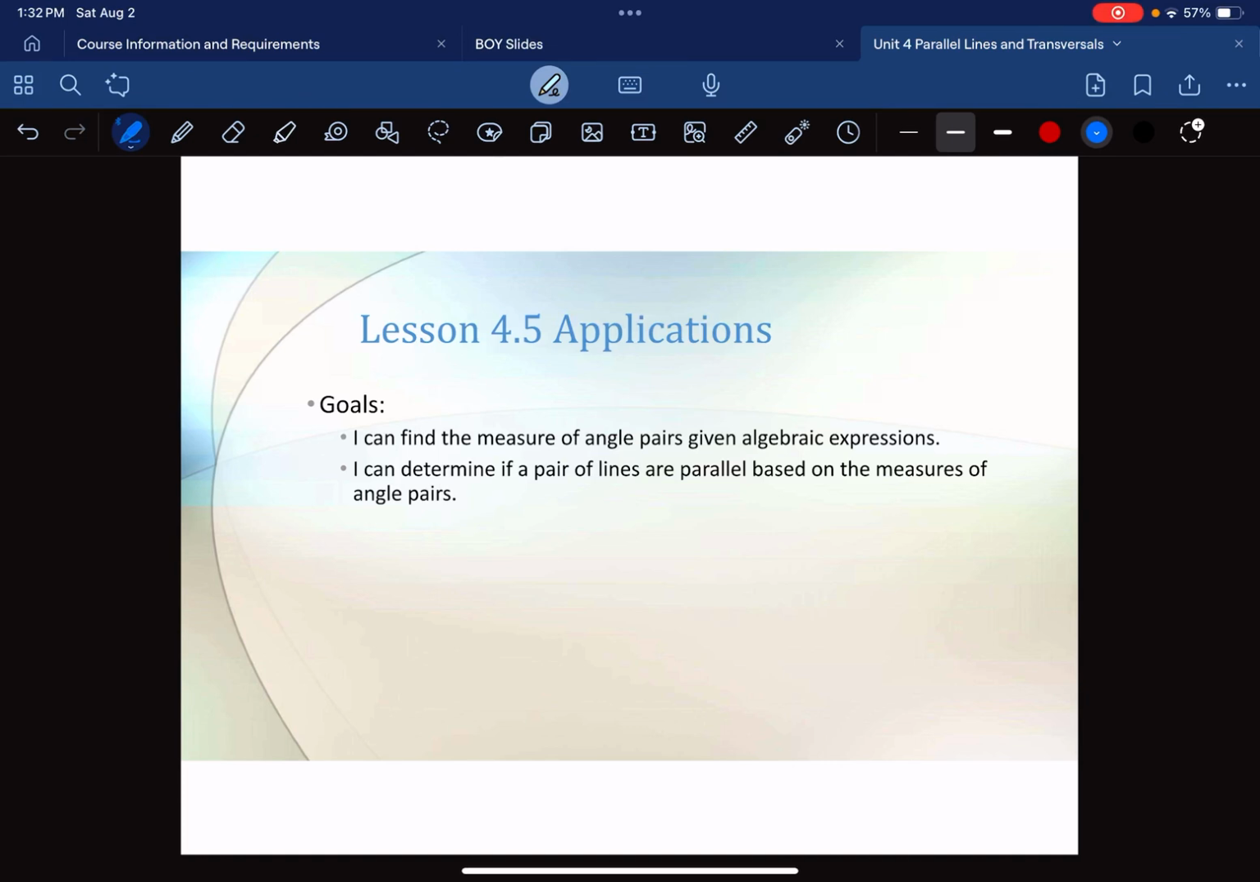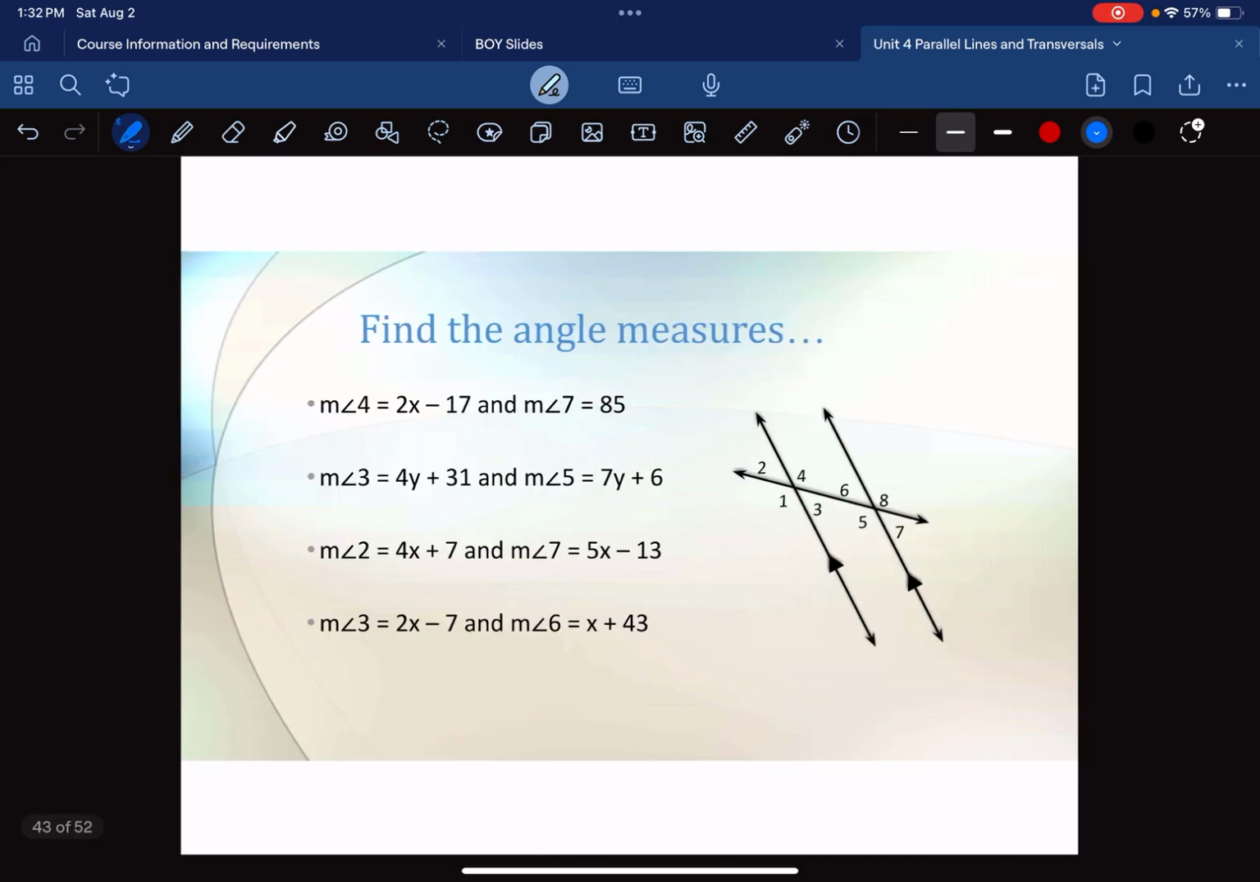All right, this is the last lesson in Unit 4. It's applications. It says goals. I can find the measure of angle pairs given algebraic expressions, and I can determine if a pair of lines are parallel based on the measures of angle pairs. Okay, let's take a look here.